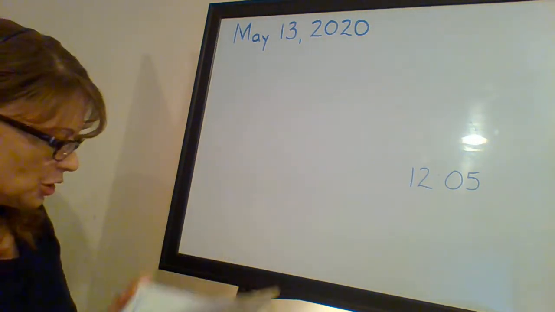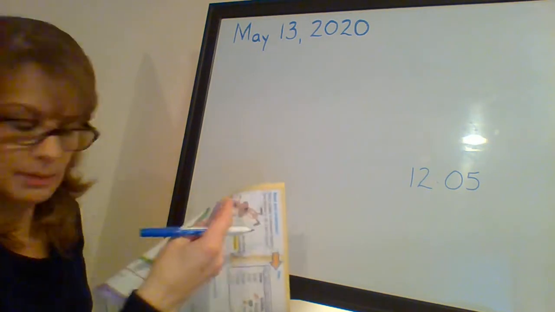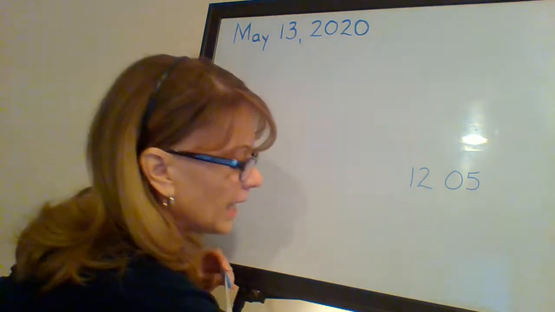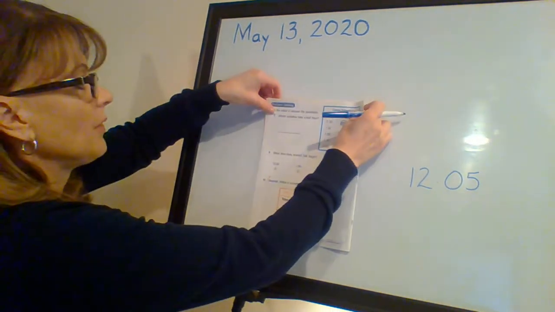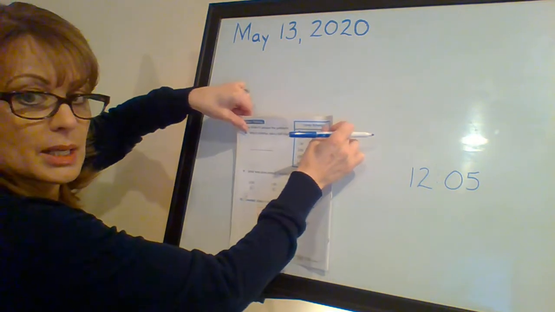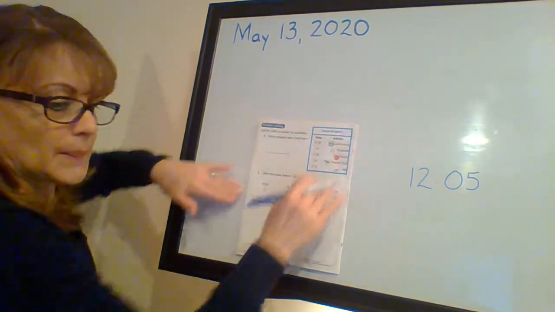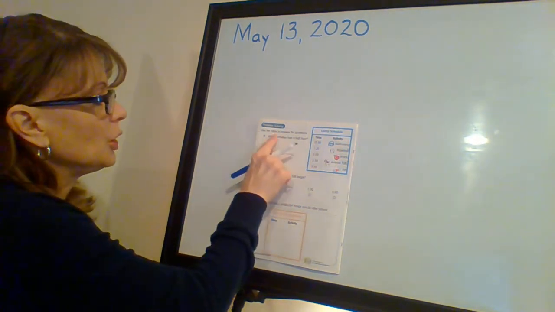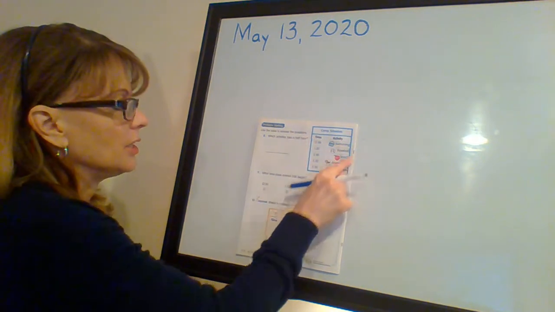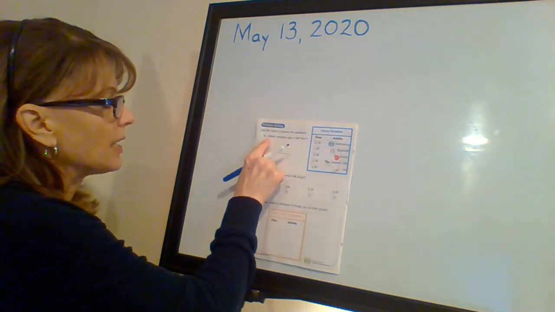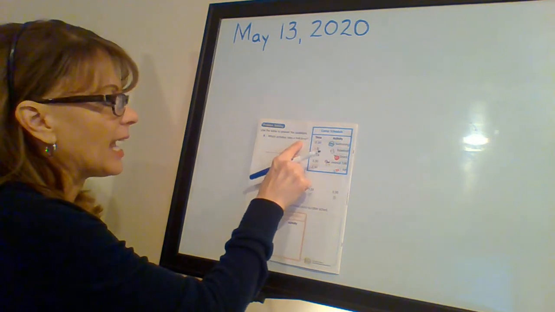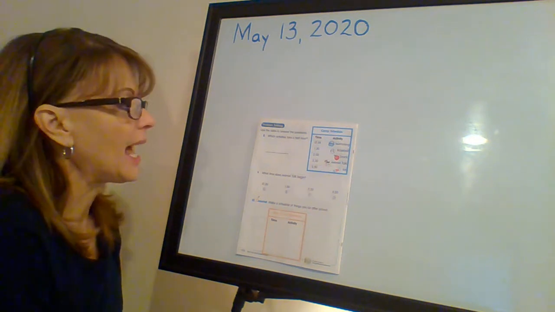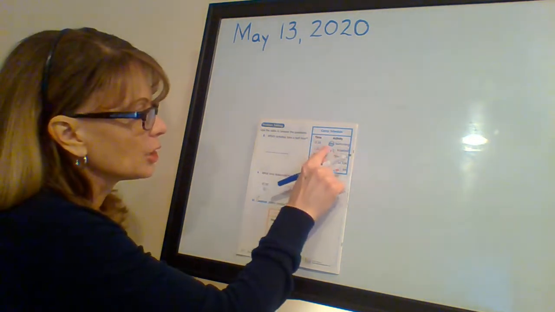Let's look at the back page. We have another schedule. We have a camp schedule. I'm trying to make it so you can really see what I'm doing. It says, use the table to answer the questions. Here's the table. It says, which activities take a half hour? Well, let's look at swimming.